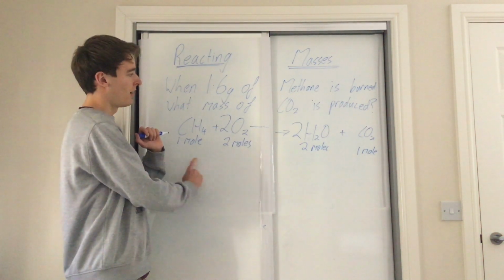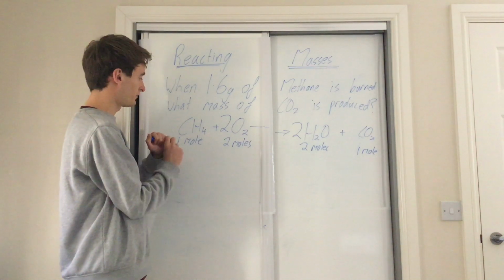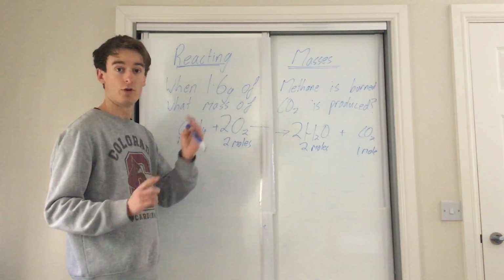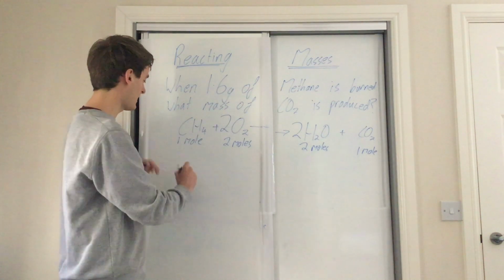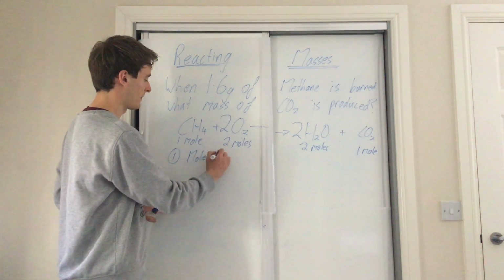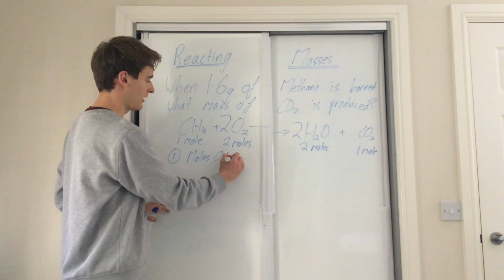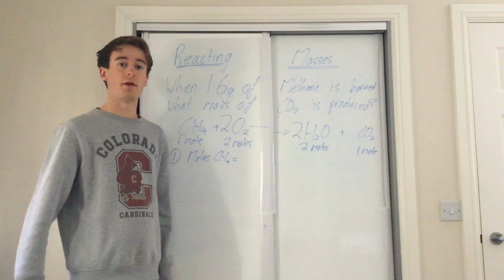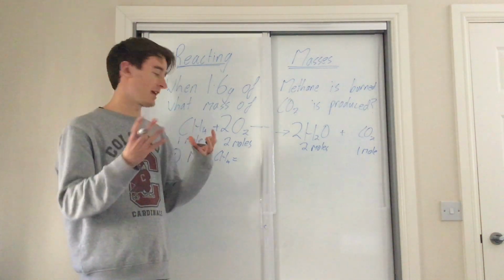So, the first thing we need to do is calculate the moles of the thing we can calculate moles of. In this case, that's methane. So step 1 is to calculate moles of methane. We know we can calculate the moles of that because it's given us the mass in the question. We'll be armed with our periodic table, so we'll be able to calculate the moles.